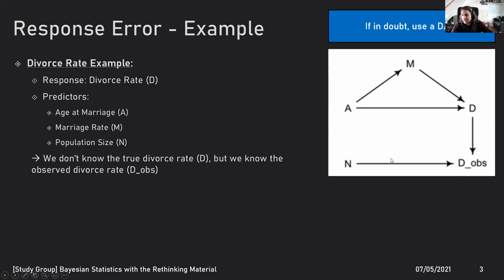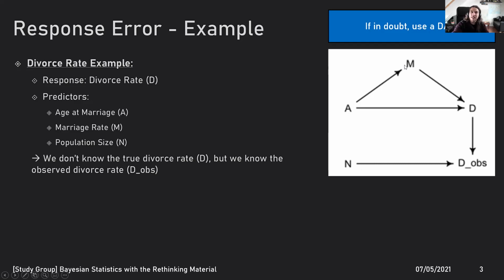So the more people are in a state, the more people will be there to get divorced. And the more actual divorces that are there, the more we will observe. We could also draw a graph from N to D, for example, or from N to M.